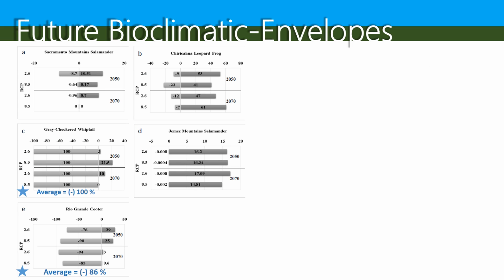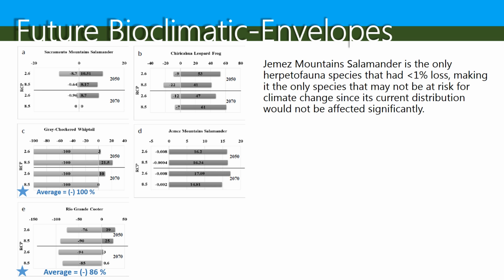Here are the numbers for the decreases in areas I mentioned for the western river cooter and the gray checkered whiptail. The gray checkered whiptail would lose all of its current suitable envelopes, while the western river cooter would lose about 86% of its present suitable conditions, with minimal to no gains in the future. The Hemes mountain salamander is the only herpetofauna species that had a less than 1% loss, making it the only species that may not be at risk for climate change, since its current distribution would not be affected significantly.